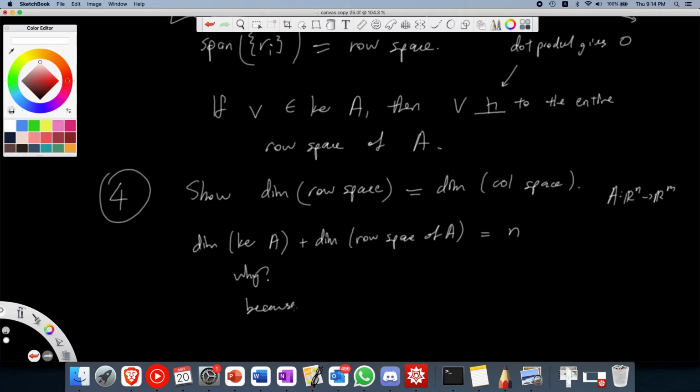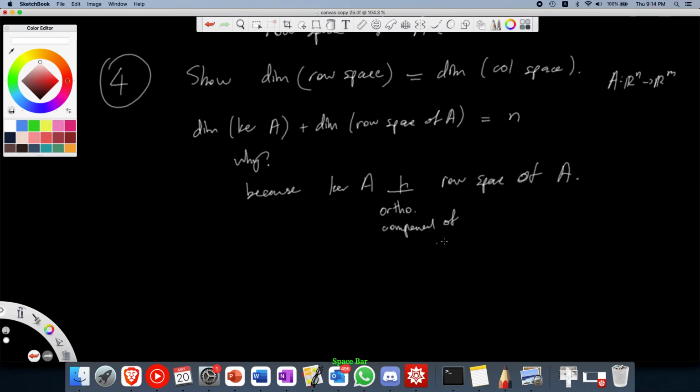Because the kernel of A is the orthogonal complement of the row space of A. And when it's the orthogonal complement, these two dimensions better add up to the entire domain. So if you're not convinced, just imagine that I live in a 2D world, okay?